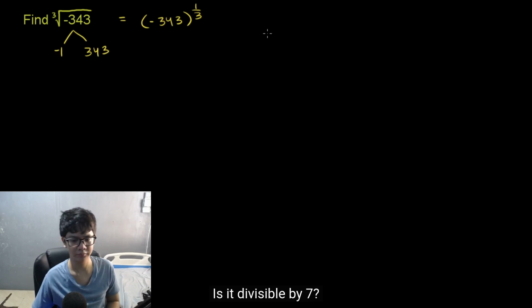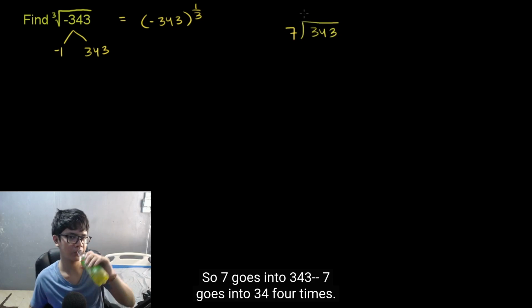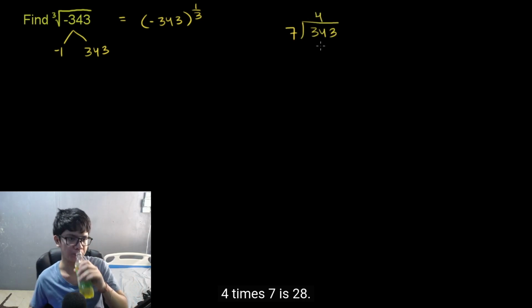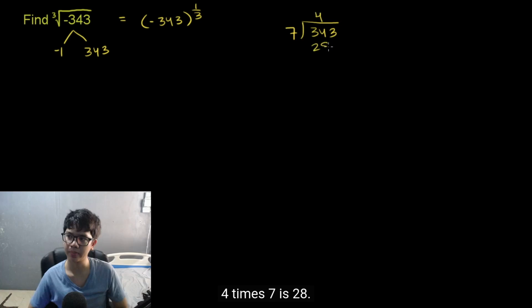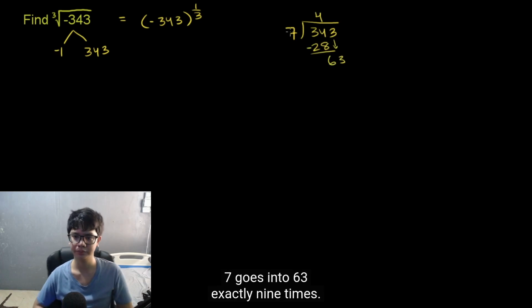Is it divisible by 7? Let's check this out. So 7 goes into 343. 7 goes into 34 4 times. 4 times 7 is 28. 34 minus 28 is going to be 6. Bring down the 3. 7 goes into 63 exactly 9 times.